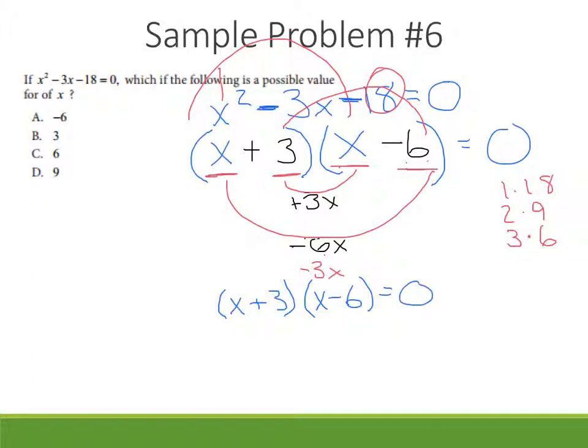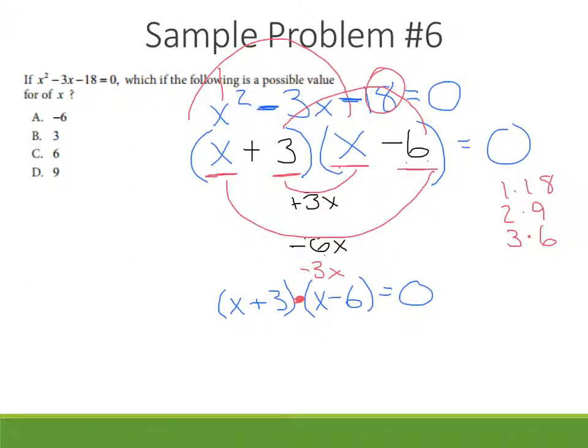And let's talk about what's going on here. Here I have a number times another number. The only way to get 0, because remember that's our answer over here, through multiplication is if either this term was 0, because 0 times whatever this is would be 0, or if this term would be 0, because 0 times whatever this would give me 0 as well.